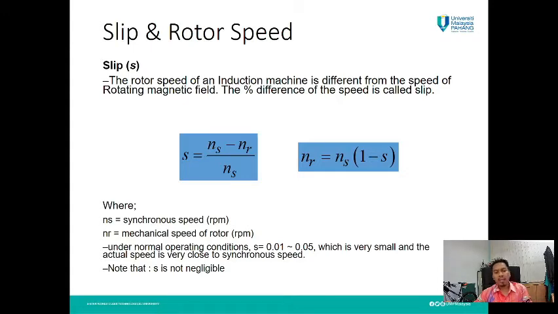Basically, the percent difference between the rotor speed and the synchronous speed is very small. So slip is between 0.01 to 0.05, which is very small. However, we cannot neglect S. So in the calculation, we must consider the slip S.